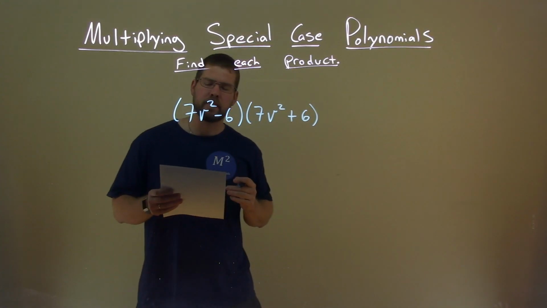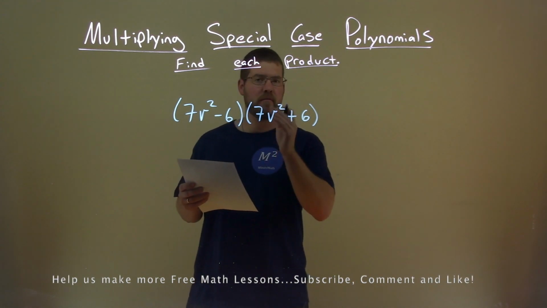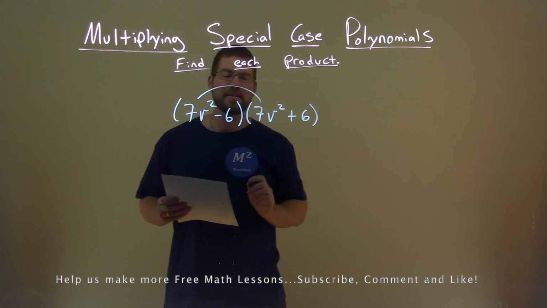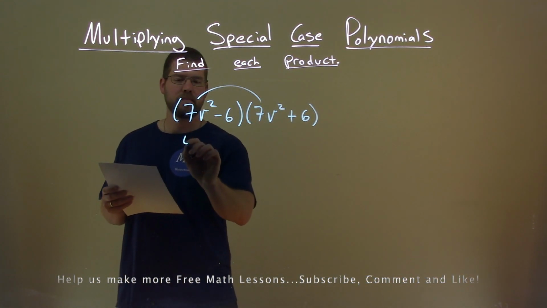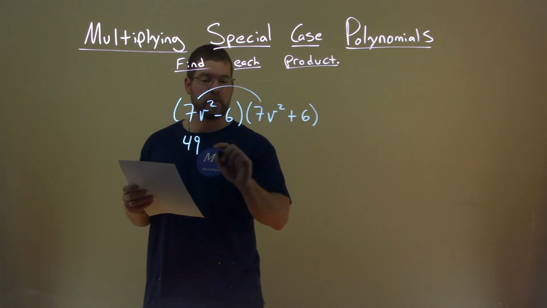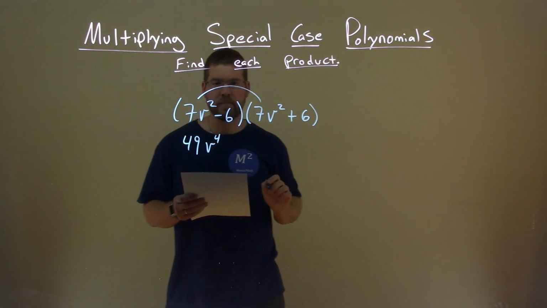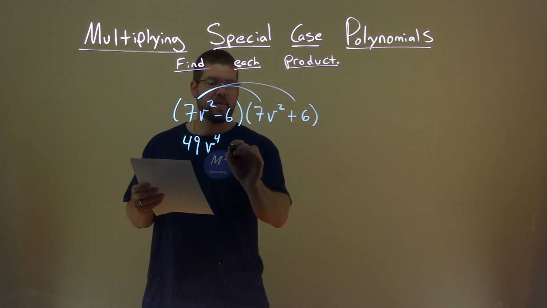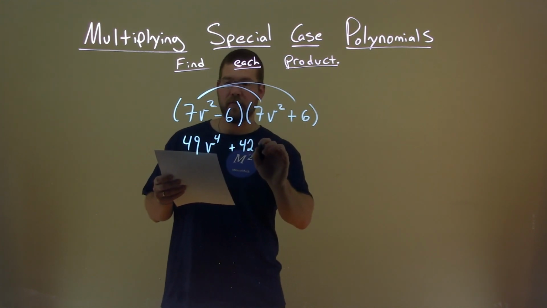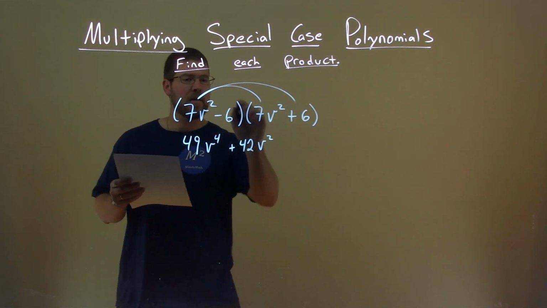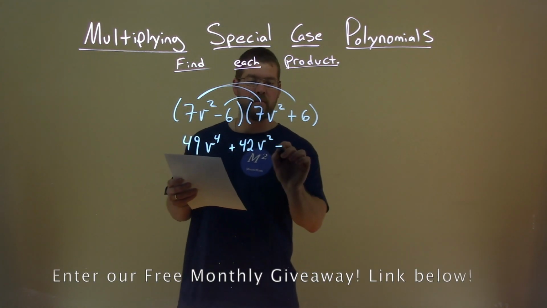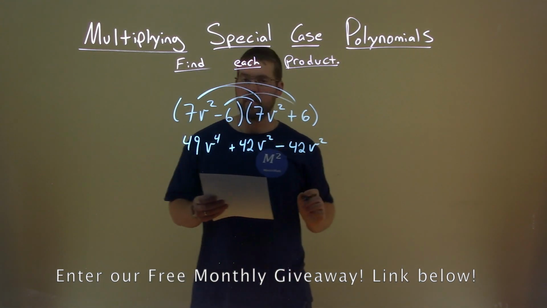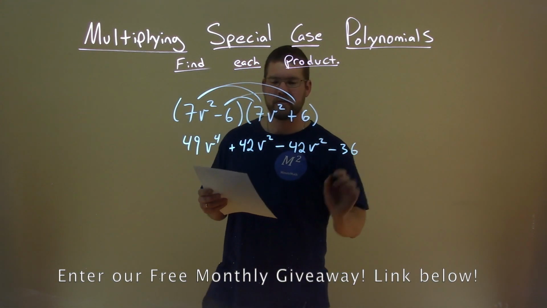We're given this problem here. 7v squared minus 6 times 7v squared plus 6, and we need to find the product. First step, 7v squared times 7v squared. 7 times 7, 49. v squared times v squared, v to the fourth power. Now we continue. 7v squared times 6, well, that's a plus 42v squared. Negative 6 times 7v squared, well, it's a minus now, 42v squared. Negative 6 times a positive 6 is a negative 36.